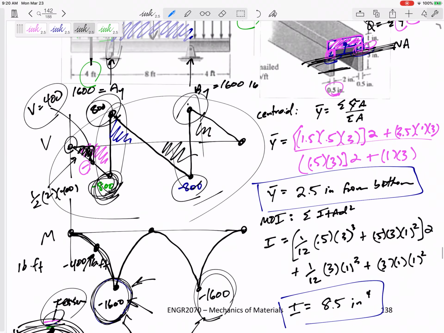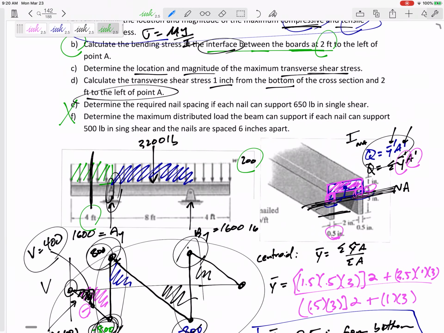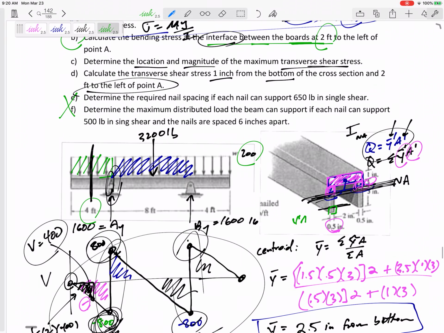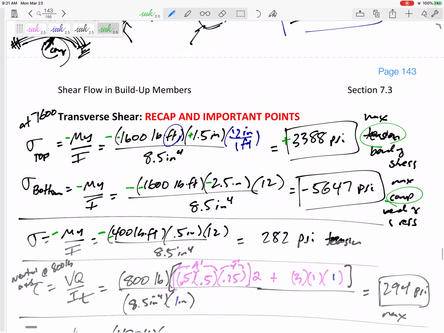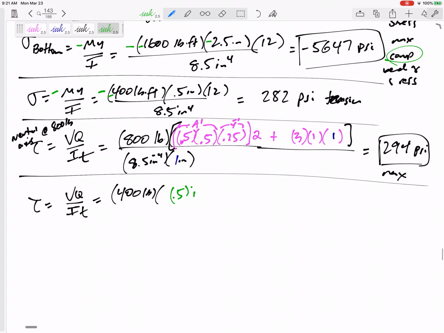The Q, we mentioned this earlier. Q is y bar prime A prime. And the area, do I want to do both of these legs or just one of these legs? You can do either of them. I think I'm just going to do one of them. The area is going to be 0.5 by 1. The area is 0.5 by 1.